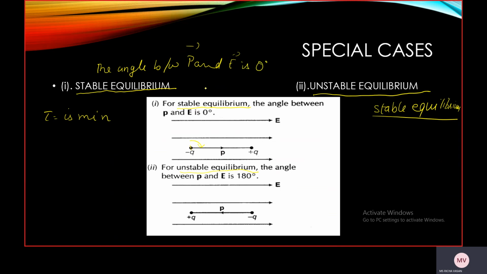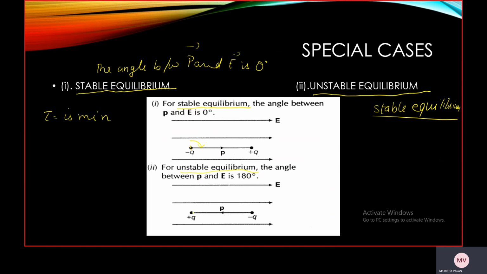When the dipole is in the direction of electric field, whatever work we do to displace the dipole from its position, it will quickly come back to its original position, and it will align itself in the direction of the electric field. Then for unstable equilibrium, if the dipole is anti-parallel to the direction of electric field, that means the dipole moment is in the opposite direction to that of the electric field, then we say that dipole is in unstable equilibrium.